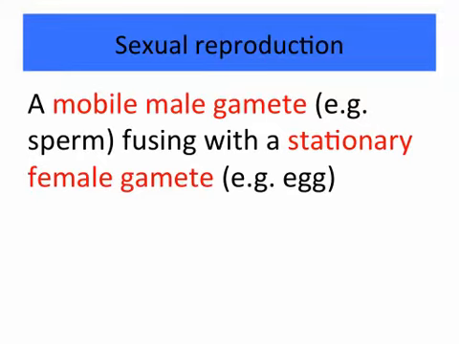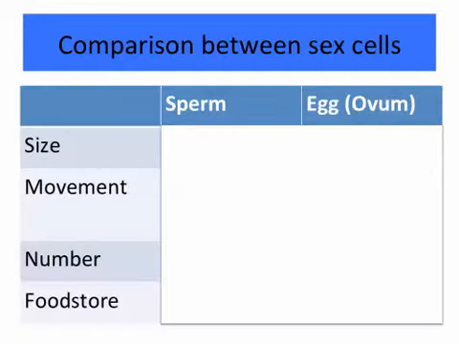In sexual reproduction, a mobile male gamete, for example sperm, will fuse with a stationary female gamete, for example an egg. Now let's compare the two sex cells. Think about the size, the movement, the number, and if there is a food store. You can try and complete this table yourself. I'll show the answers in a moment. You can pause the video now.